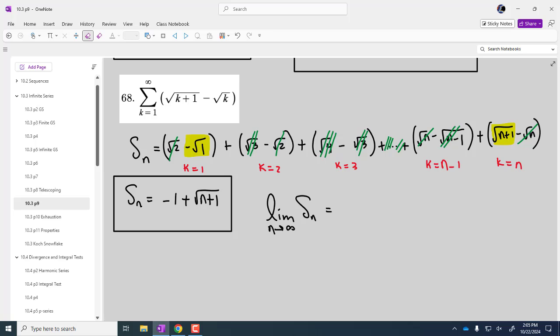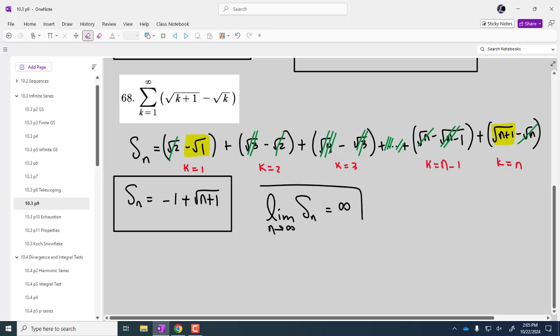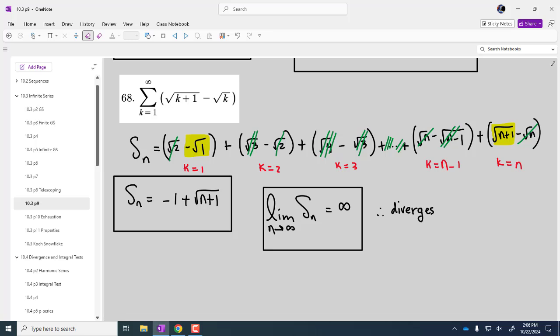Infinity. So this tells us then that the series diverges. So therefore, we have a divergent series. How does it diverge, though? It goes to infinity. So the sum gets progressively larger.